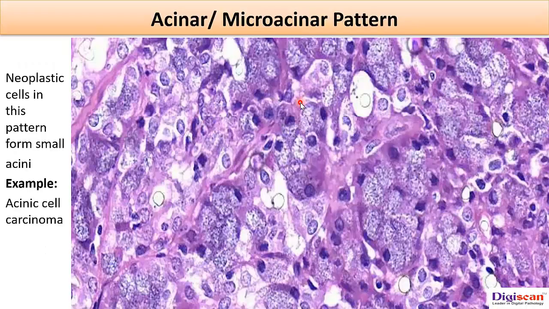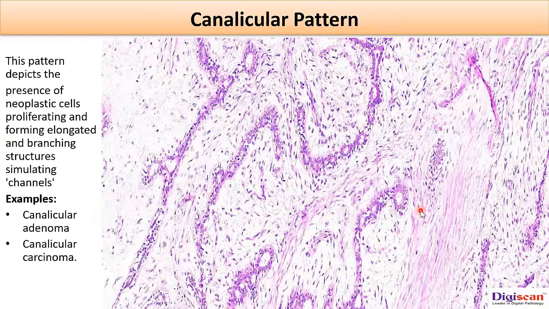Then we may have acinar pattern, microacinar pattern or acinar pattern, where the cells form small acini. We can see this is one acinus here, and this is seen in salivary gland tumors or in prostatic tumors or in pancreatic tumors. So this is the acinar pattern, where the neoplastic cells are arranged in the form of acini.